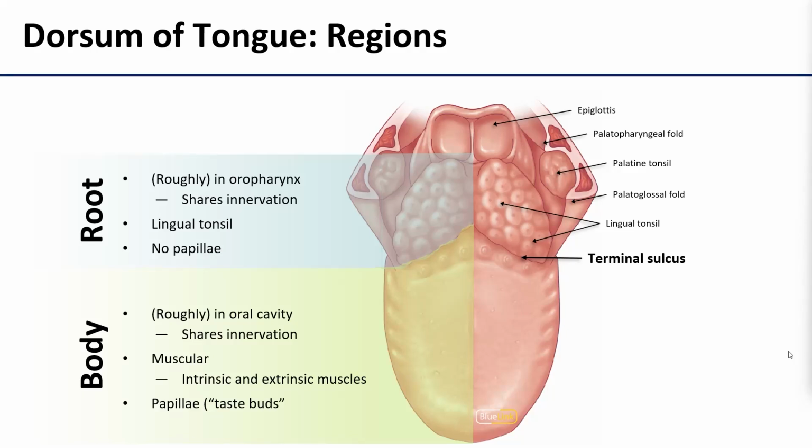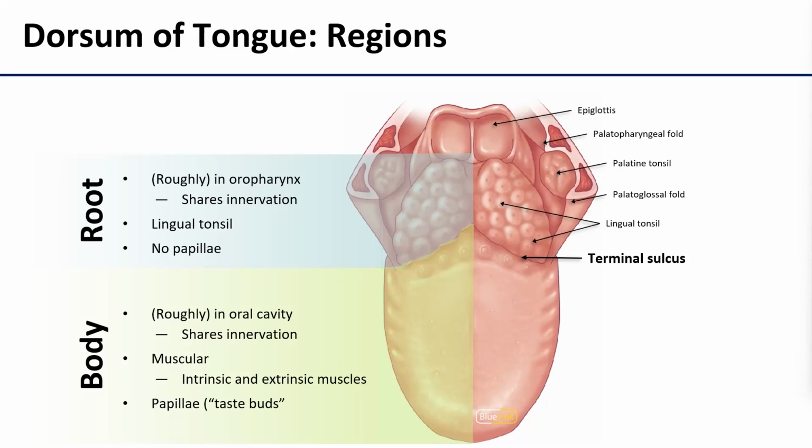You can see in this illustration here that the surface texture of the root of the tongue is pretty different from that of the body. This is because in the root of the tongue, there are no papillae or taste buds. Instead, we have the lingual tonsil, which is a massive lymphatic tissue, just like the palatine tonsils. And it sits on the surface of the root of the tongue. Its surface is rugose, so it ends up looking a little bit rougher, actually, than the anterior tongue.